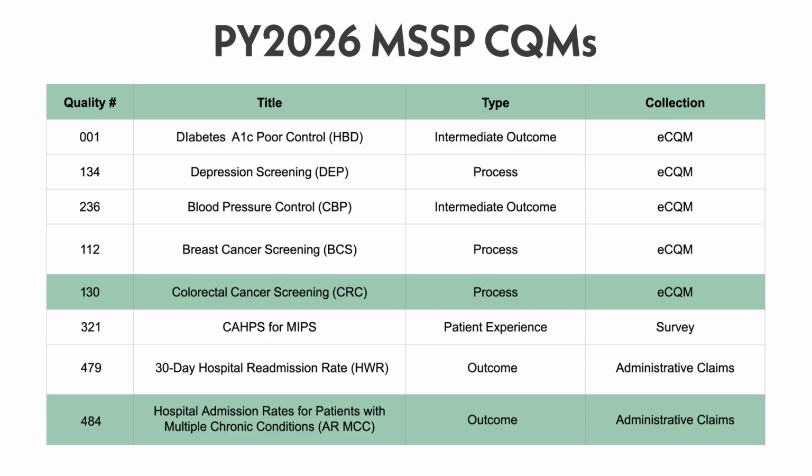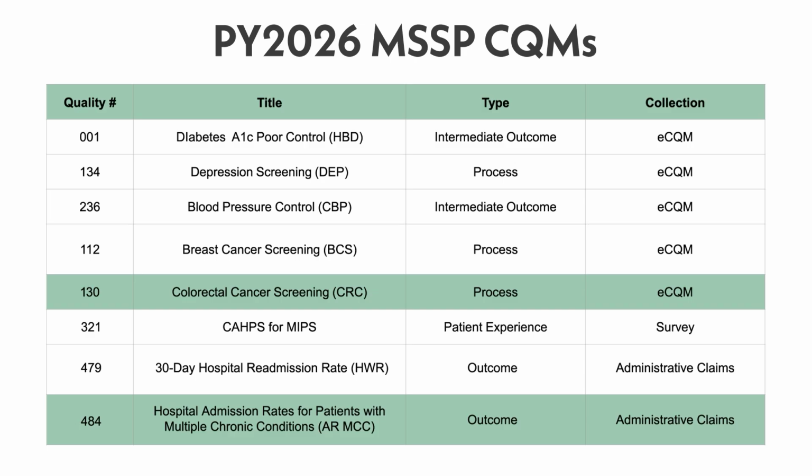Quality 134 Depression Screening and Follow-up. This measure includes specific timing rules for when screening and follow-up must be documented, and CMS updated the numerator logic in 2026. Quality 236, Controlling high blood pressure, where performance is based on the most recent BP recorded, and it has to be documented in discrete vitals fields to count.